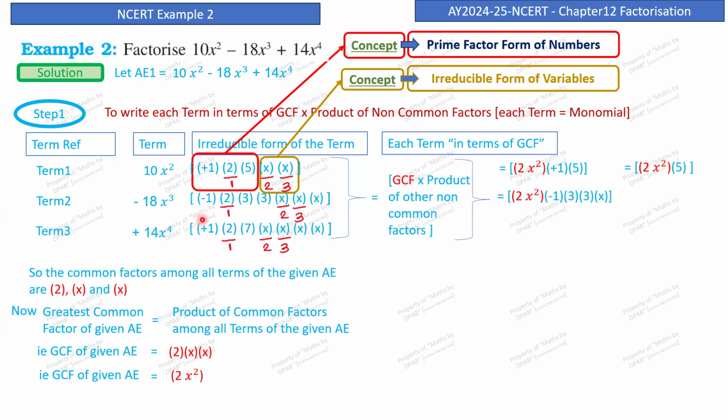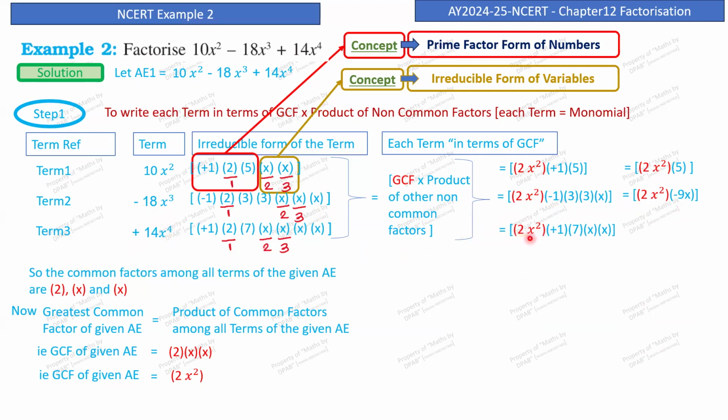Same way, we need to write term 2. What is minus 18x to the power cube? We have brought it as how many factors here? 1, 2, 3, 4, 5, 6, 7 factors are there. Of these, 3 factors are common factors. So that is the greatest common factor among term 1, term 2, term 3. So that greatest common factor we are writing here. And the product of other non-common factors we need to write. So that is minus 1 into 3 into 3 into x. That's what we have written here. So what is the answer for this? Which is equal to the greatest common factor and the product of non-common factors, minus 1 into 3 into 3 is minus 9, and x. So we have to write it like this. Same way, we need to write now 14x to the power 4. What is this?